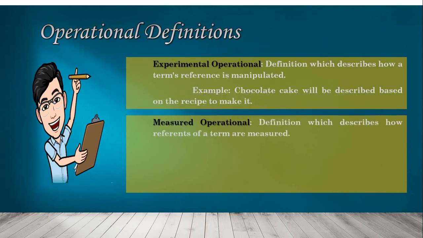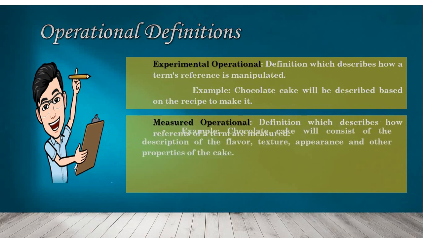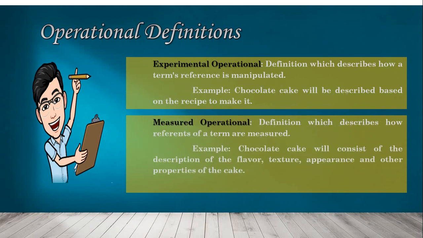Second, measured operational definition, which describes how references of a term are measured. Example: chocolate cake will consist of the description of the flavor, texture, appearance, and other properties of the cake. The chocolate cake defines how it is measured and defines how it looks physically.